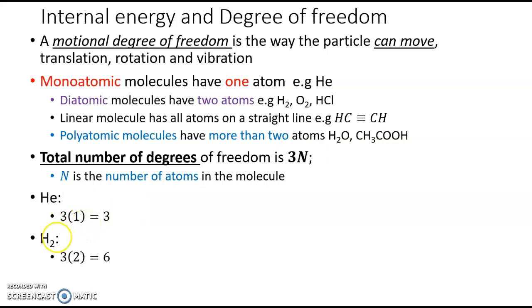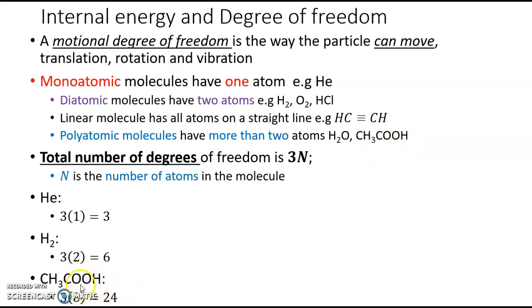If we consider a diatomic molecule, n in this case is 2. So diatomic H2, there are 2 hydrogen atoms. HCl is another example, so that's 2 atoms. So the total number of degrees of freedom is 2 multiplied by 3. That is 6. If it has more than 2 atoms, CH3COOH, that's acetic acid.